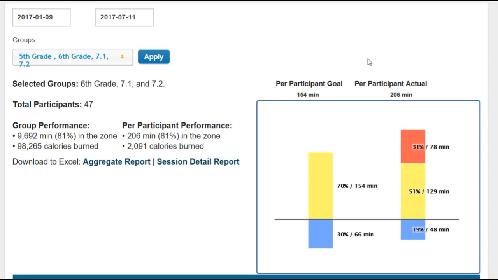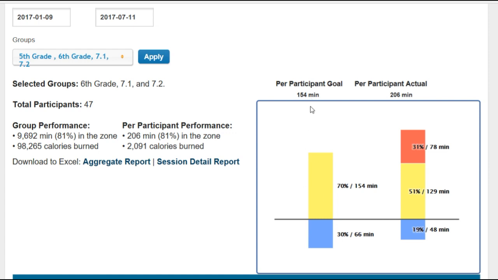This report will help you understand, with the groups that you have selected and the timeline that you have selected, what percent of that time you were teaching at an MVPA level. It will also show you calories burned and the average.